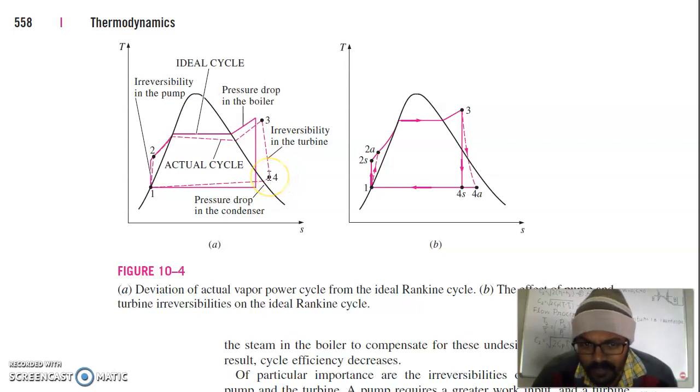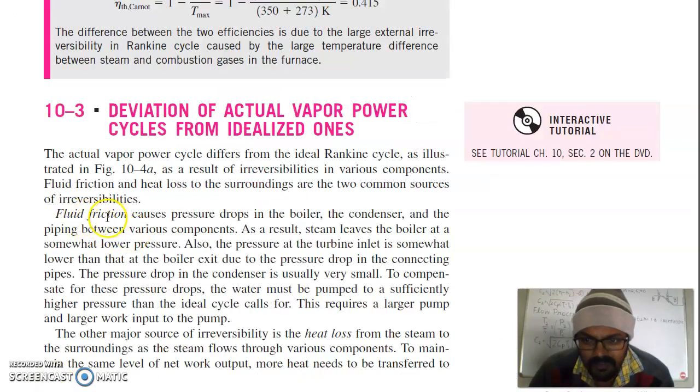From 4, this superheated steam is condensed in the condenser, and even in the condenser there is a little bit of pressure drop. This dotted line represents the pressure drop in the condenser. So irreversibility in the pump, pressure drop in the boiler, irreversibility in the turbine, and pressure drop in the condenser are the four irreversibilities and losses in the actual Rankine cycle which we have to include. The same is compiled here.